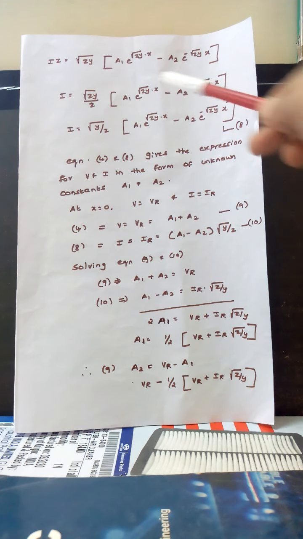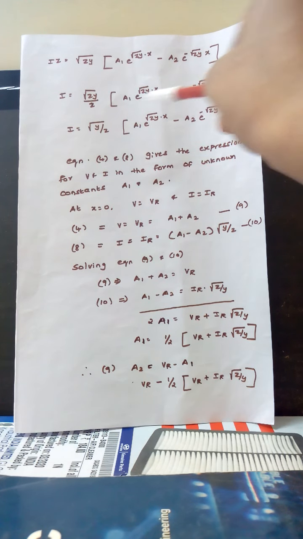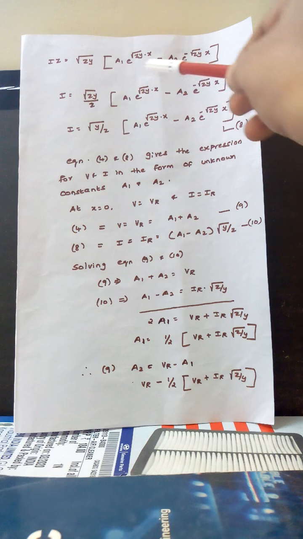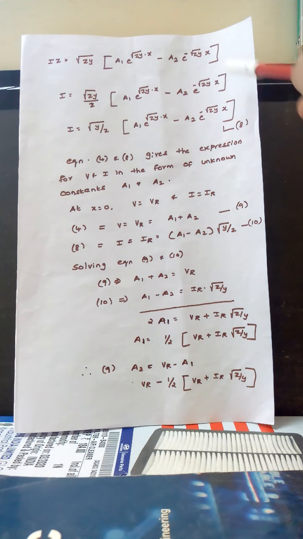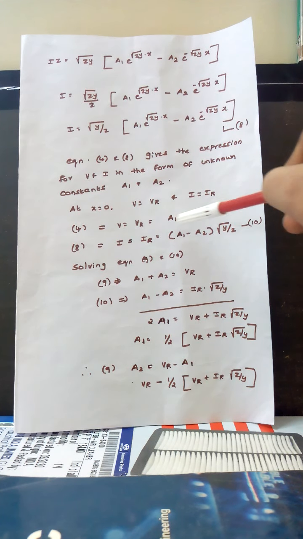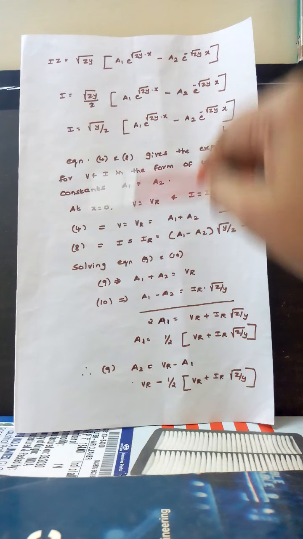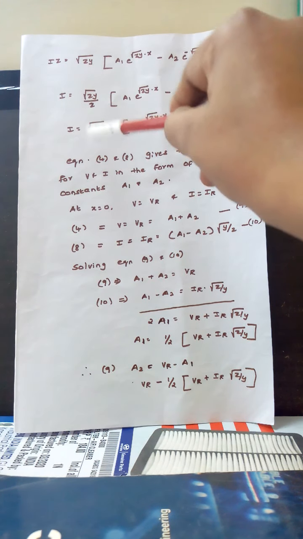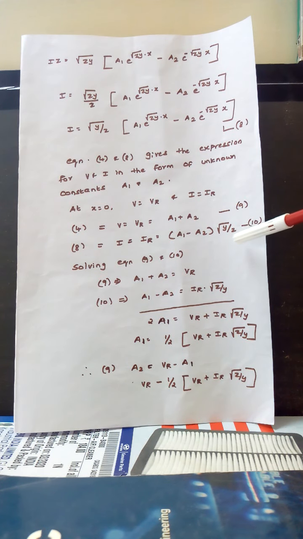So we'll get the terms in exponential form. In the voltage equation, if you substitute x as 0, it becomes 1, so you'll get A1 plus A2. Similarly, for the current equation, if you substitute x as 0, this term becomes 1, so we'll get A1 minus A2 into root of Y by Z, correct?